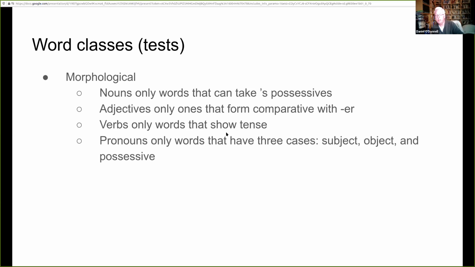So you can't use any of these tests to discover, is that girl Susie, is that a noun phrase? You can use these tests to figure out if Susie is a noun, right? So you can say Susie's, she could possess something. Yeah, she's a noun. Okay.